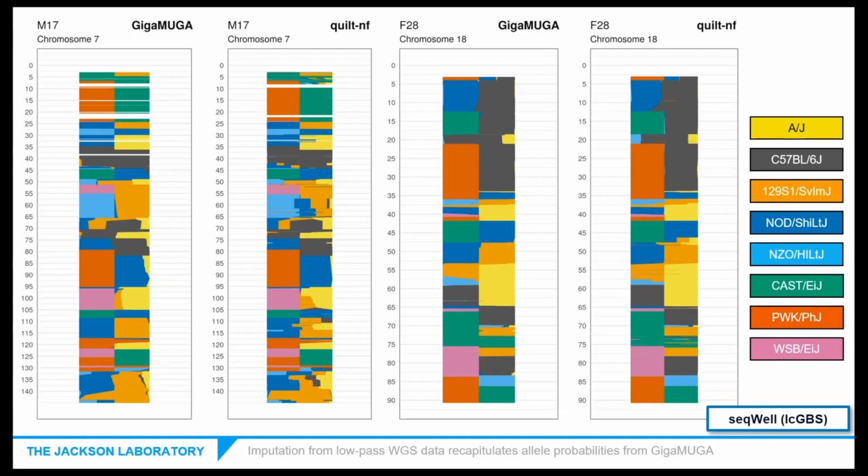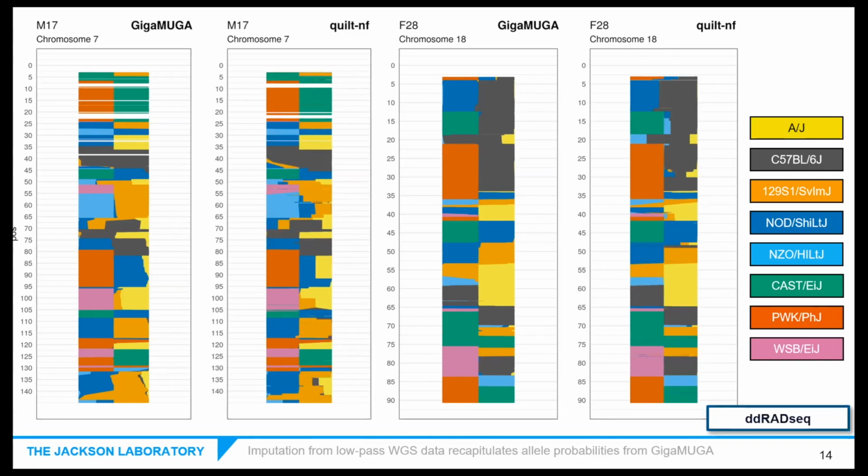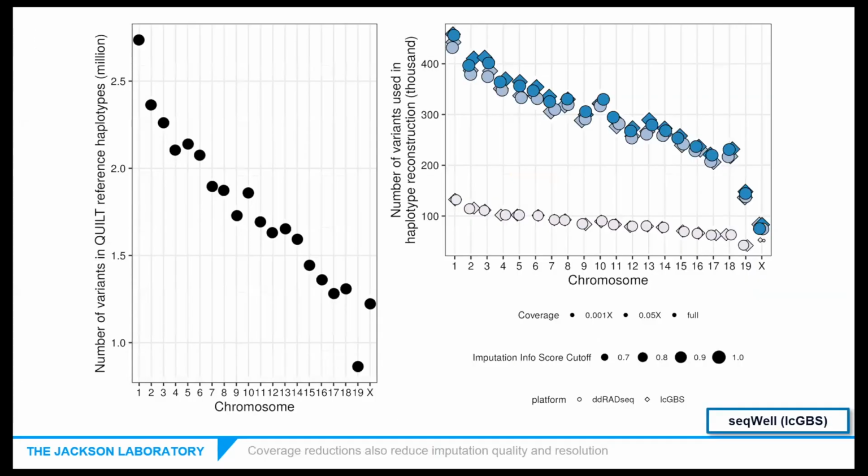And for the most part, we see that the genetic structure from the sequencing-based approaches and the Gigamuga-based approaches are mostly conserved, with some important variations that I'll talk about later. So here is the sequel data, which uses the Tn5 transposase, and the dd-rad-seq roughly mimics that as well, with some variations as well. So this was really encouraging to see.